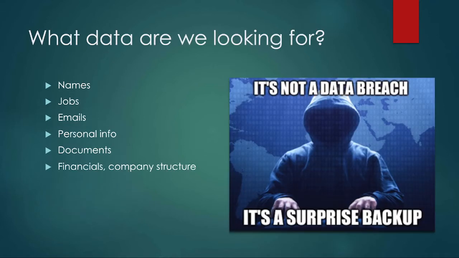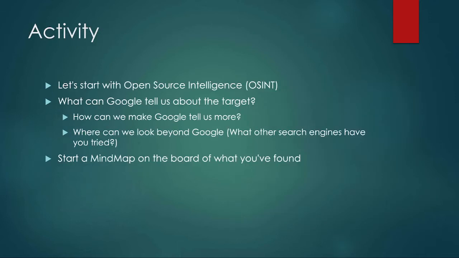Now, for the data that we're looking for, we want lists of names, we want jobs and emails, we want to see if we can find any personal information quickly and easily. We want to look for any documents that might be uploaded, and we want to look for financials and company structure. We want to make sure that we have a really good picture of what this company looks like so that we can go in with our plan.